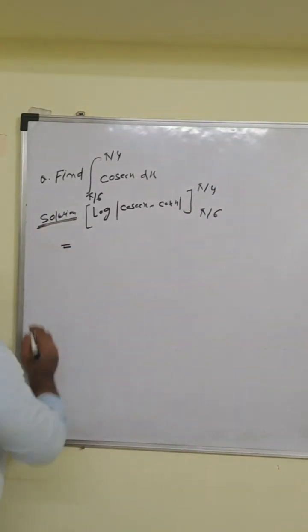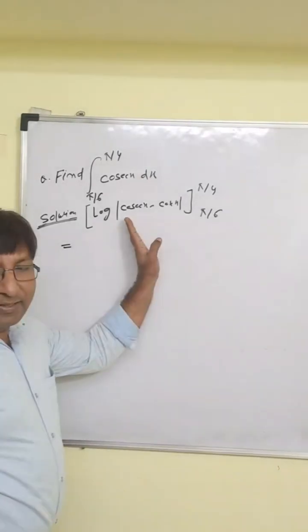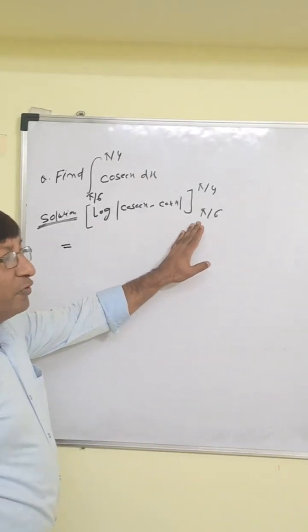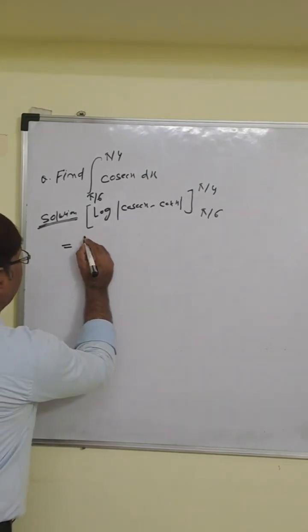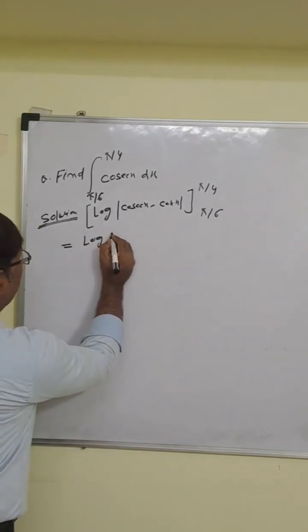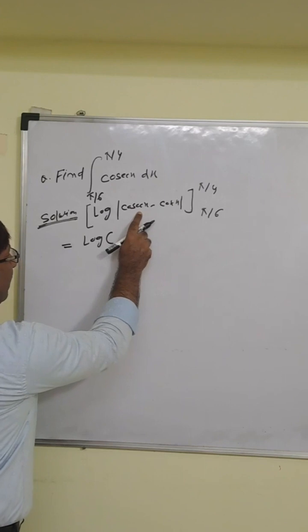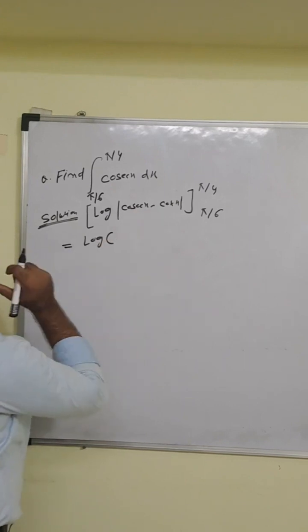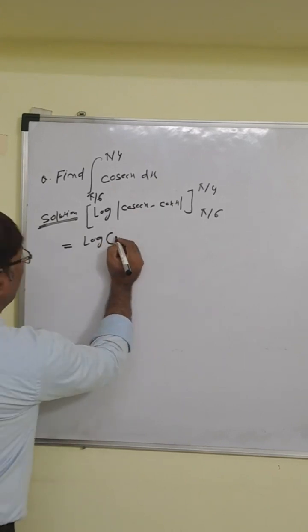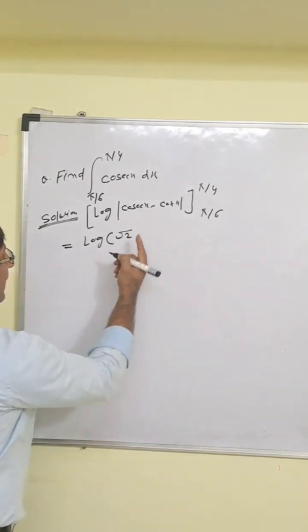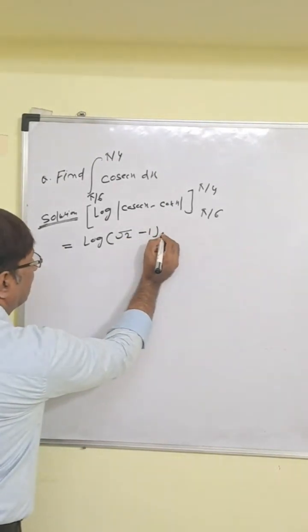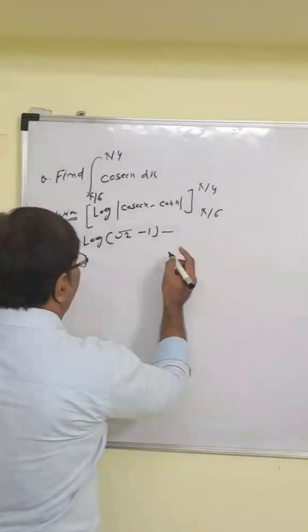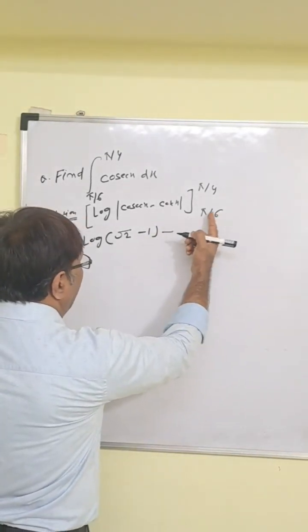So now put the value of the upper limit minus put the value of the lower limit. So when we put x equal to pi by 4, we will get what? Log, this is cosec pi by 4. So you know cosec pi by 4 is what? That is root 2. Similarly here cot x. So cot pi by 4 is what? 1.